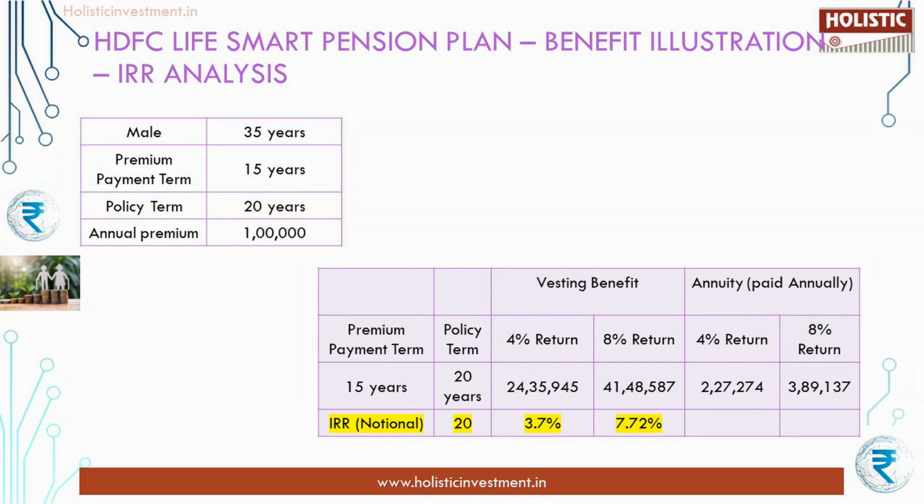If he pays premium regularly, the vesting benefit at 4% is 24.35 lakhs and at 8% is 41.48 lakhs. You cannot encash this amount. This amount can be utilized wholly or partially to buy annuity plans at the then prevailing rates.